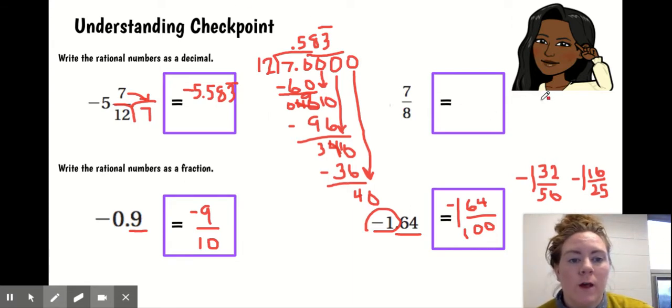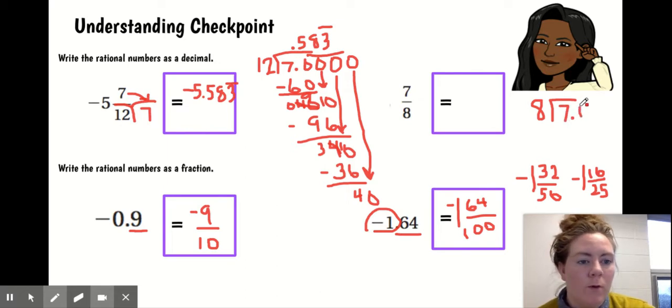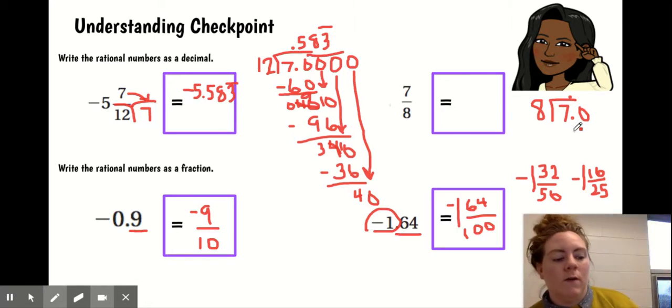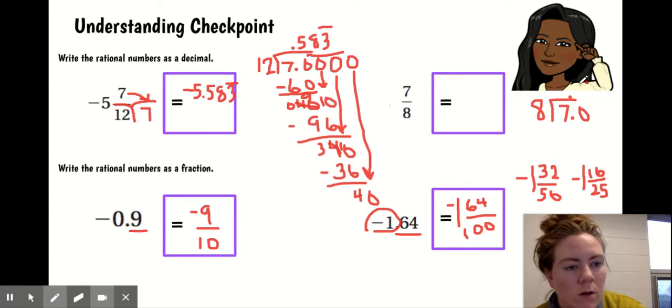So let's try 8 divided by 7 over here. I have to add my 0 and decimal straight away because 8 does not fit into 7. So 8 times 8 is 64. I'm going to draw on Miss Bongiorno a little bit. Sorry, Miss Bongiorno. Do your subtraction, and I would get a 6.